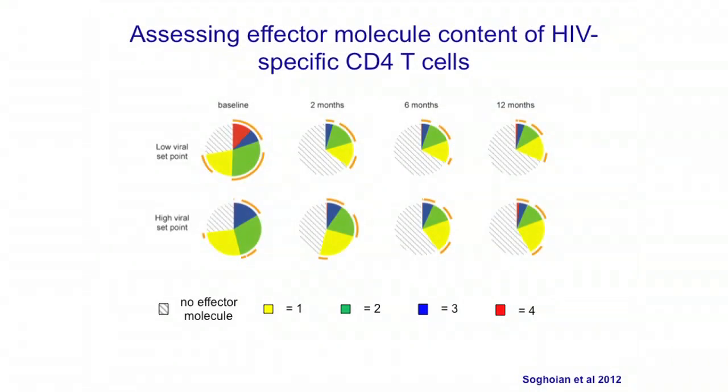In contrast, at baseline, when the levels of viremia were exactly the same between both groups, we not only see that about 75% of the HIV-specific CD4 T cell responses express one or more effector molecules, but we also see a significant difference between both groups in how they look at baseline. And this is basically due to the orange arc, which is granzyme A.